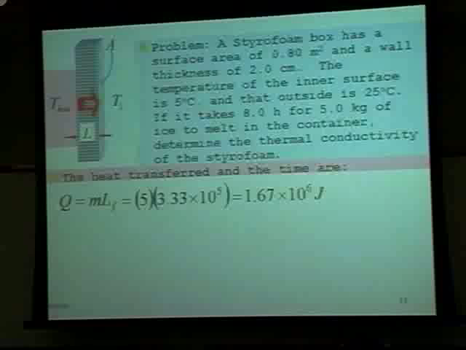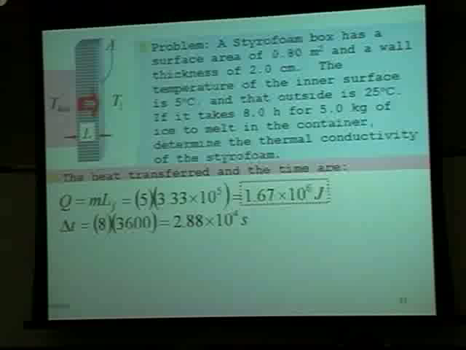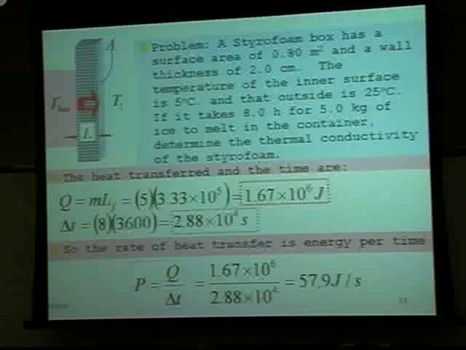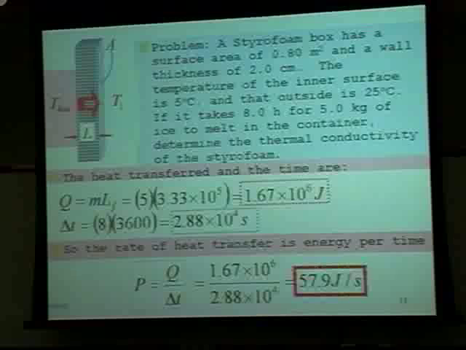And we're going to do it in 8 hours. So our time is going to be 8 × 3600 seconds, or 2.88 × 10⁴ seconds. So the power is going to be energy per time, 1.67 × 10⁶ joules divided by 2.88 × 10⁴ seconds, 57.9 watts or joules per second.